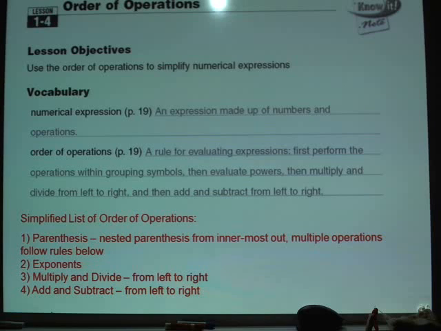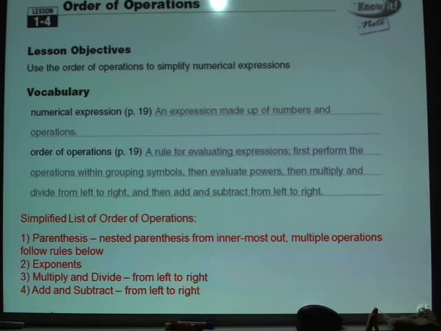Now what you see at the bottom of the screen on this slide is the simplified list of order of operations. When we solve problems, we always start off and deal with things that are inside parentheses. When we have nested parentheses, that is parentheses inside of parentheses, we always work the innermost set and then work out. But if we just have one set of parentheses that have multiple things in it, that set of parentheses follows the remaining rule order. All right?